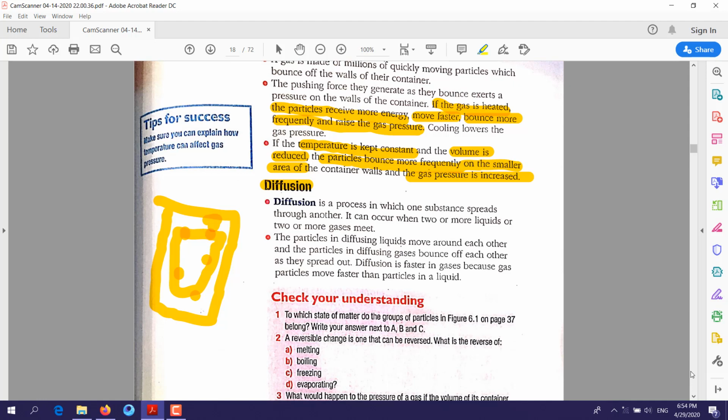Now when you press on the top of the perfume can, what will happen? The perfume will start spreading out. It will start spreading from the area of high concentration, which is inside the can, to the area of low concentration, which is the area around the perfume. This is what we mean by diffusion.